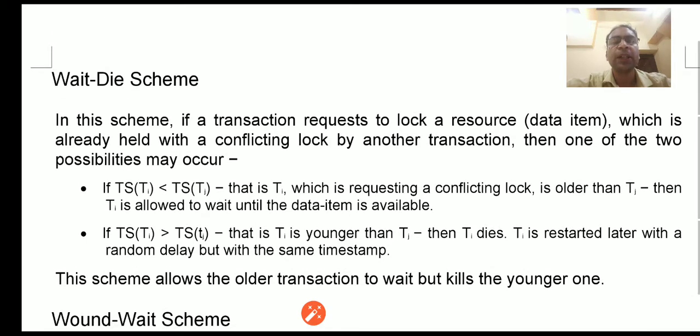In this scheme, if a transaction requests to lock a resource which is already held with a conflicting lock by another transaction, then one of two possibilities may occur. This means whenever a transaction is trying to access data which is already held by another transaction, one of these two possibilities may occur. Now, what is the first possibility?